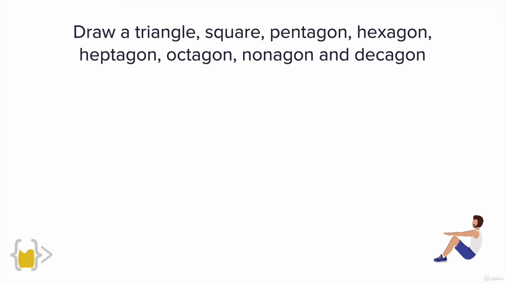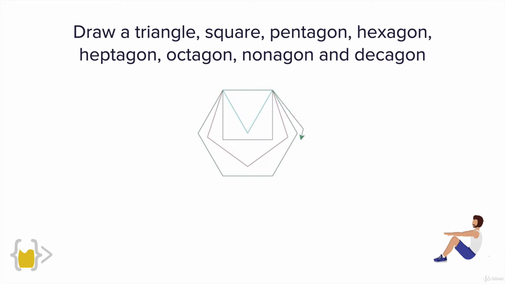Alright, so the next challenge gets a little bit harder. It's like we're doing our sit-ups now. In this challenge, you're going to be drawing a triangle, square, pentagon, hexagon, heptagon, octagon, nonagon, and decagon. So from a 3-sided shape to a 10-sided shape. And each of those shapes is going to be drawn with a random color. And each of the sides is going to be 100 in terms of length.